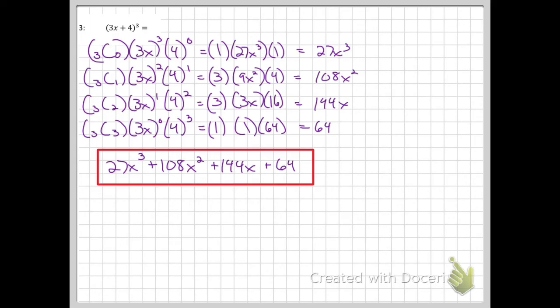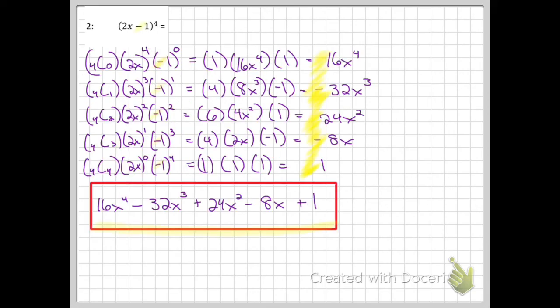Okay, now I want you to look at something. Let's go back to this problem, just because there's one more. If I wanted the third term, if I didn't want the whole binomial, I just wanted the third term. Clearly this is the first term, the second term, the third term. The third term would be 24x squared. What's something you notice about the third term?